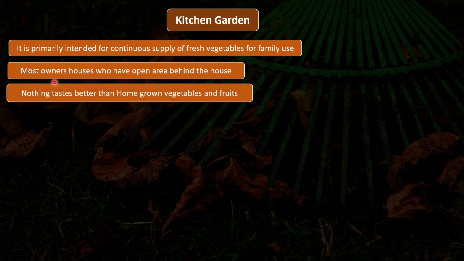Most owners of houses who have open area behind the house usually make a kitchen garden at the backyard. So if it's an open house where you have open area at the backyard, then this becomes the best place where you can grow all your vegetables and fruits. But if you stay in flats, right, then you might have less space, so you can also grow vegetables in your balcony, right? So this is just a name given to a garden where we grow all kinds of vegetables and fruits that become useful. Why do we do this? Because nothing tastes better than homegrown vegetables and fruits.